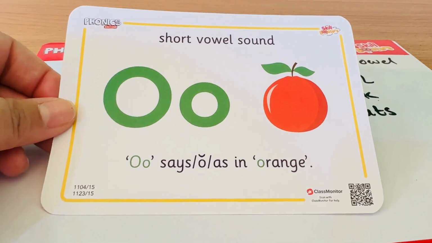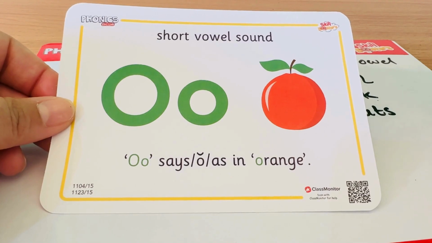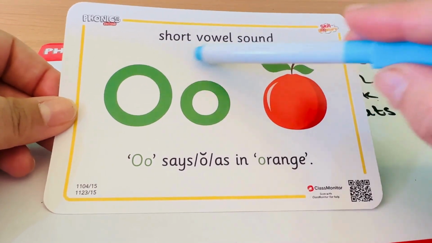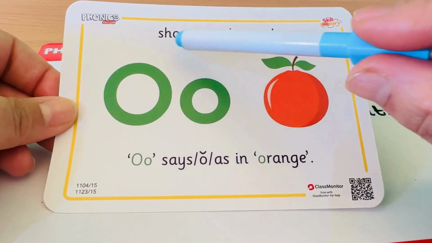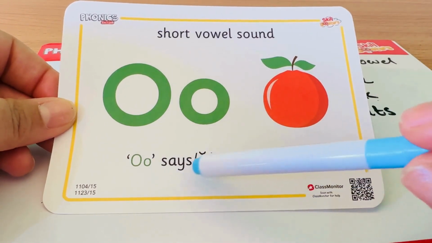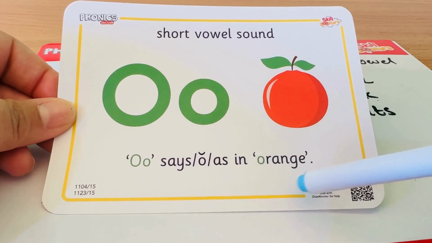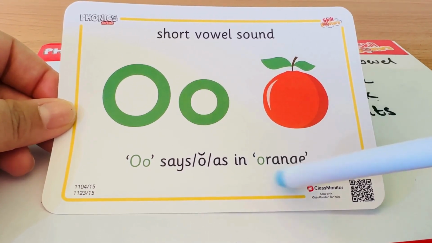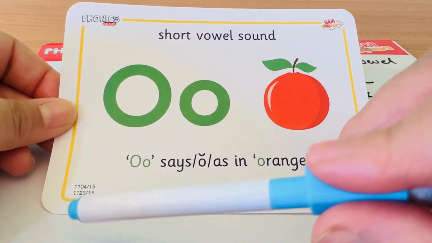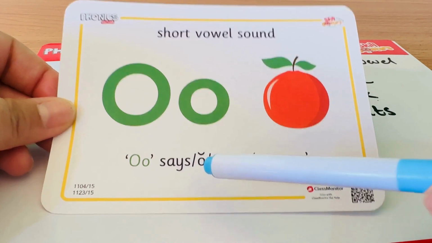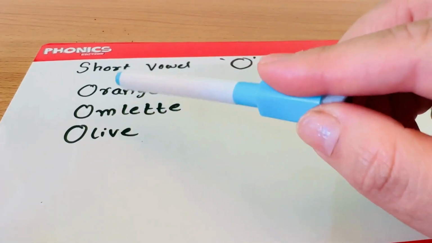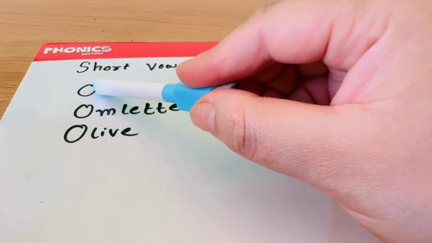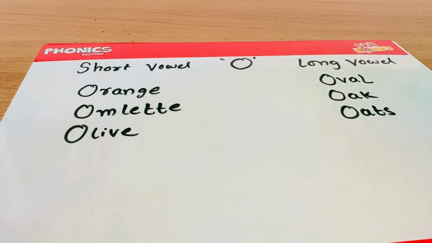Now let's move on to our next vowel sound. It's letter O. When we are talking about short vowel sound, again the sound of letter O will be short. O says O, as in orange. We are hearing very little, very short sound of letter O in the word orange. O as in orange, O as in omelette, O as in olive. So very little sound in all these words.